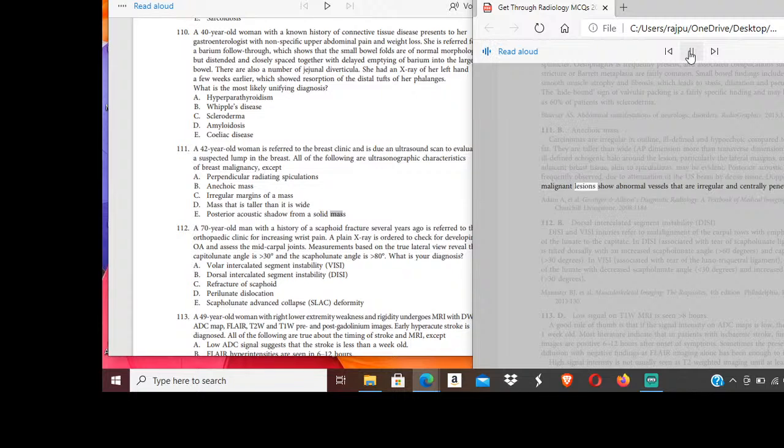Doppler examinations of malignant lesions show abnormal vessels that are irregular and centrally penetrating. Adam A, et al. Grainger and Allison's Diagnostic Radiology: A Textbook of Medical Imaging, 5th ed. New York, Churchill Livingstone, 2008:1184.